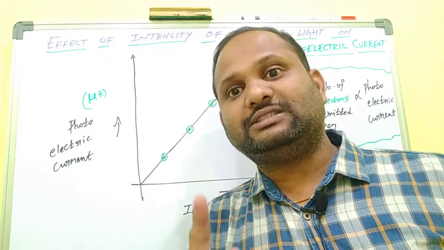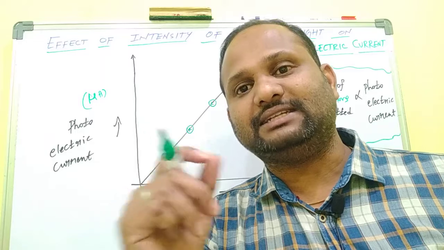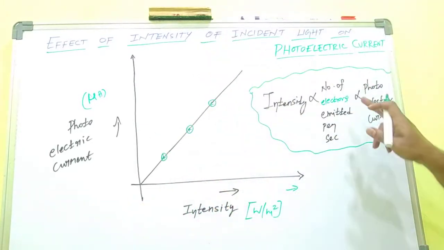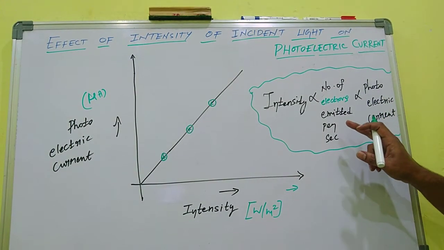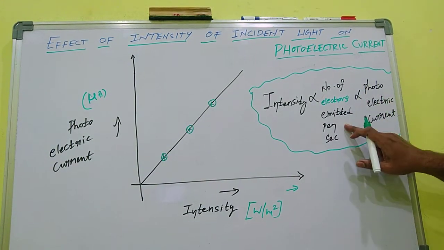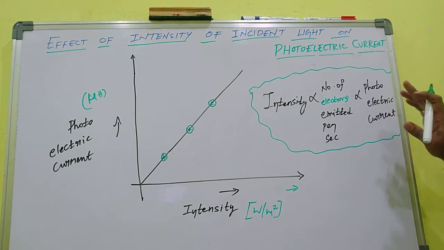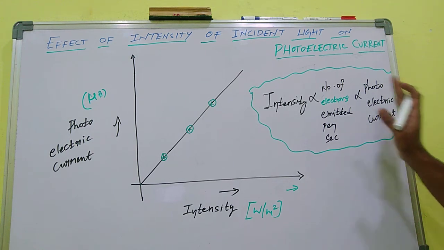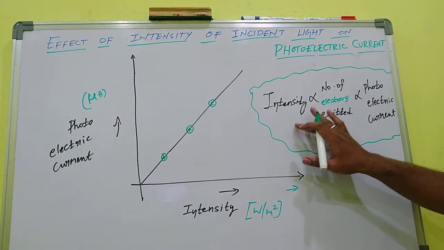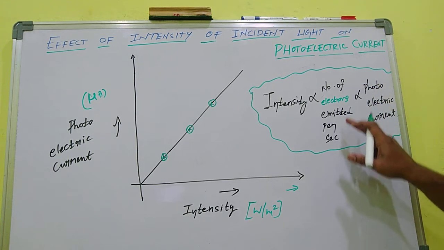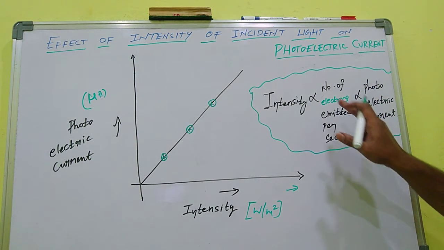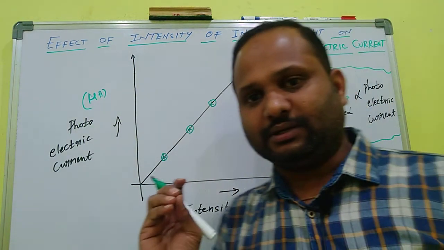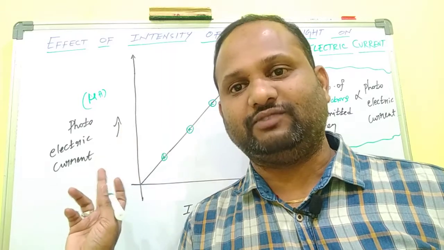But the number of electrons emitted per second depends upon one factor, the intensity. If you increase the intensity, then the number of electrons emitted per second from the cathode plate also increases. This in turn increases the photoelectric current. So if the number of electrons is large, the photoelectric current will be large. This is the relationship between intensity and photoelectric current. This number of electrons emitted per second plays a vital role in the relationship between the intensity and the photoelectric current. This is one of the important questions. You must understand this concept very well.